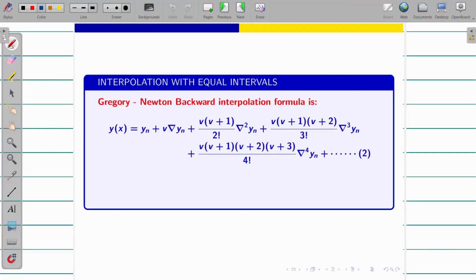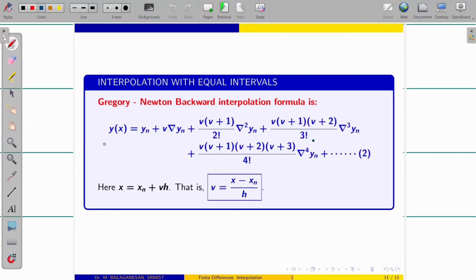Here, how to find the value of v. x equal to xn plus vh, so v is equivalent to x minus xn by h. In forward, it will be x minus x naught divided by h. Forward, everything will be the first value. Backward, everything will be the last value. It's a simple clue to avoid mistakes. That's it. So these are the basics in our finite differences, guys.